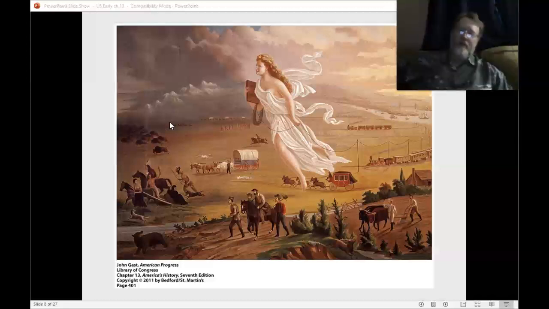John Gast, American Progress. First of all, identify all the symbols of westward expansion in here. By gosh, there's a lot. This is America expanding westward to the western United States, to the uncolonized, unsettled territories. So look at all the elements of westward expansion. There's probably a dozen things on here. Think about all the things that indicate American progress going westward, from technologies to people. I mean, there's just so many things. Don't want to give it away. There's a dozen things you can talk about.